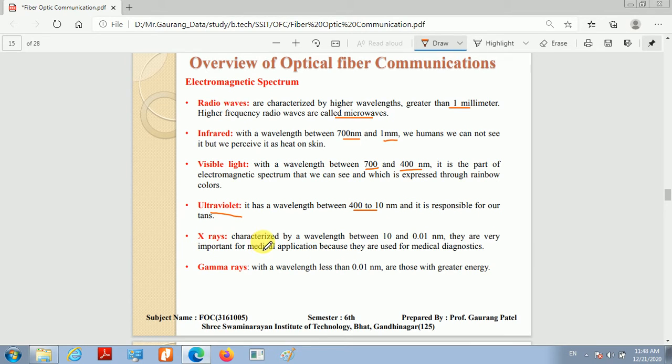The fifth type, X-rays, are high frequency waves characterized by a wavelength between 10 and 0.01 nanometer, and they are important in medical applications because they are used for medical diagnostics. The sixth type of electromagnetic waves are gamma rays, which have very low wavelength or high frequency. Their wavelength is less than 0.01 nanometer, and we can say that they are high energy waves.